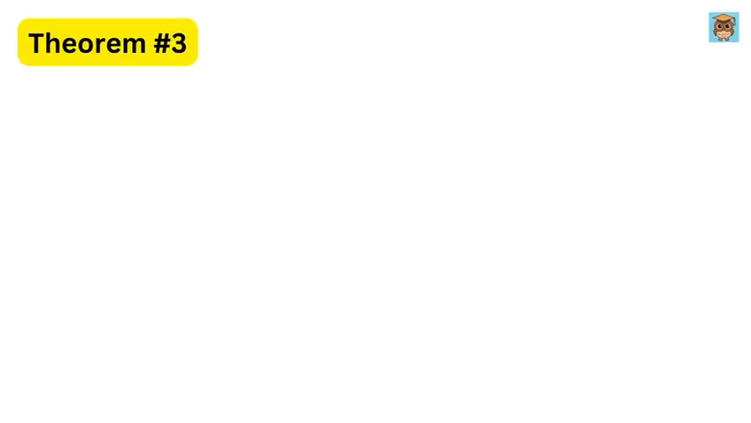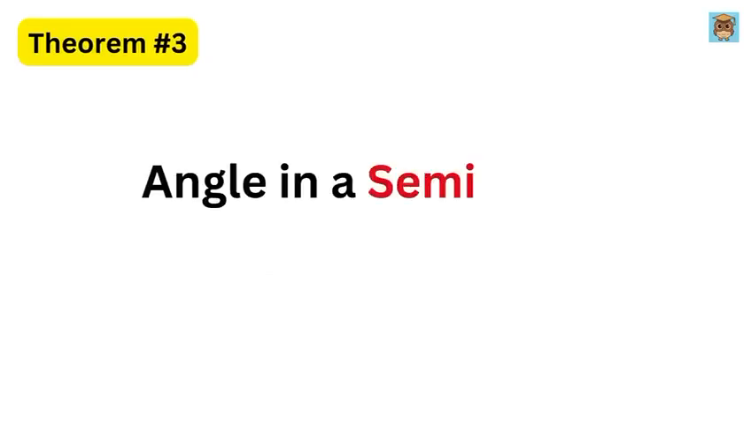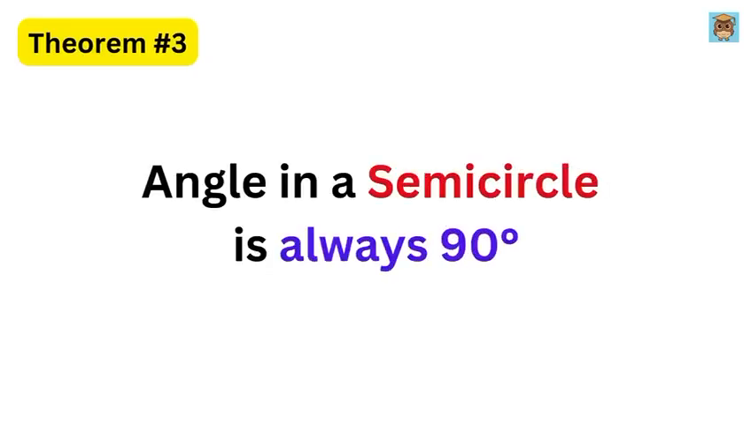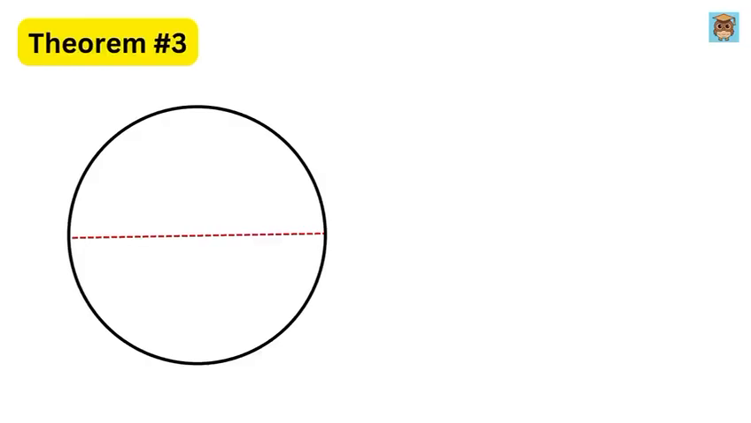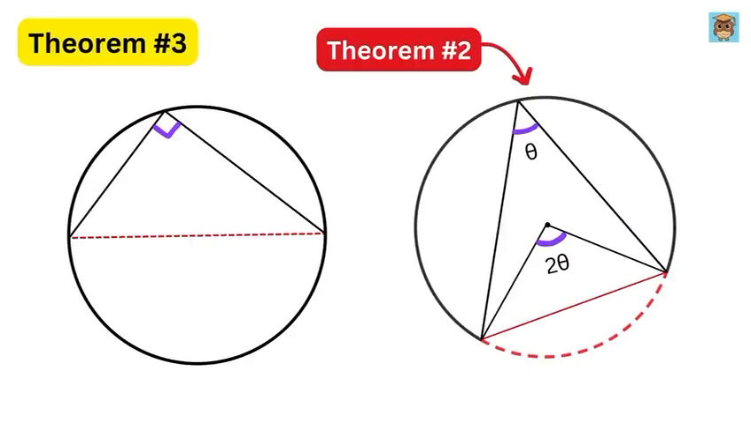Now, theorem number 3. Angle in a semicircle is always 90 degrees, which means if an arc is a semicircle, that is, its endpoints lie on a diameter, then the angle subtended at the circumference is always 90 degrees. Using theorem 2, can you tell me why is this so?